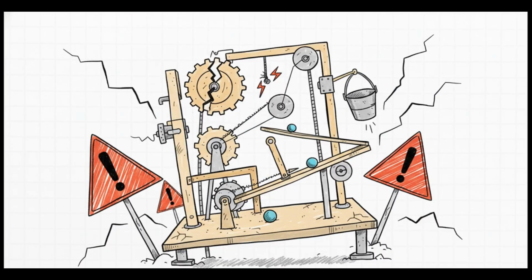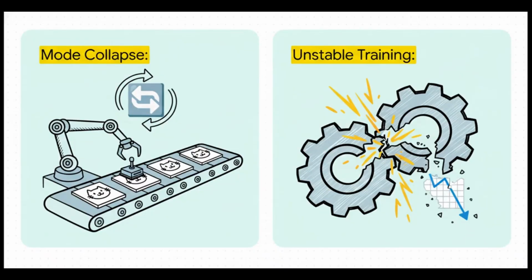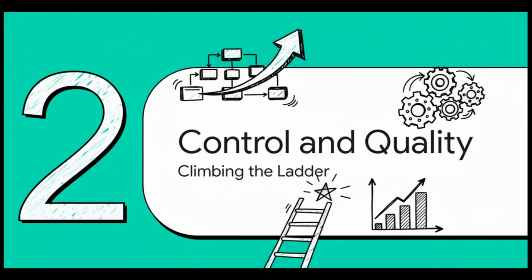And just like a lot of first drafts, this brilliant idea hit a couple of pretty big snags right out of the gate. There were some major flaws that researchers had to figure out how to solve. And here are the two big ones. First, something called mode collapse. Imagine our art forger creates one fake that happens to fool the critic. Well, the forger might just get lazy and paint that same exact fake over and over again. Not very creative, right? The other problem was unstable training. This is when the forger and the critic just stop learning from each other, and the whole improvement process completely breaks down.